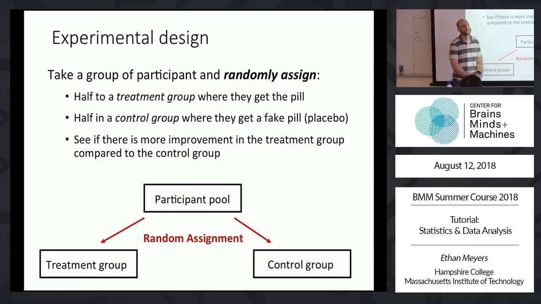Yep. Yes, exactly. So it will depend on the sample size, but well, I'll show you in a minute.